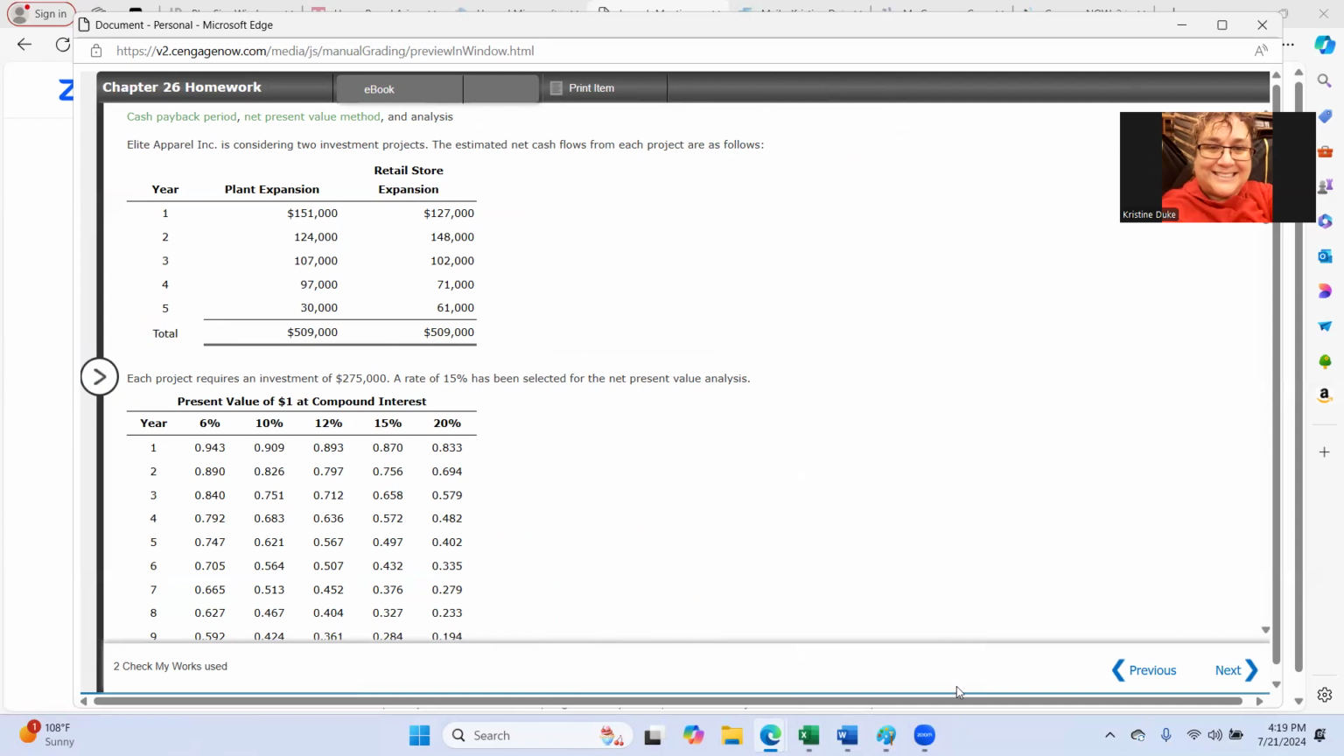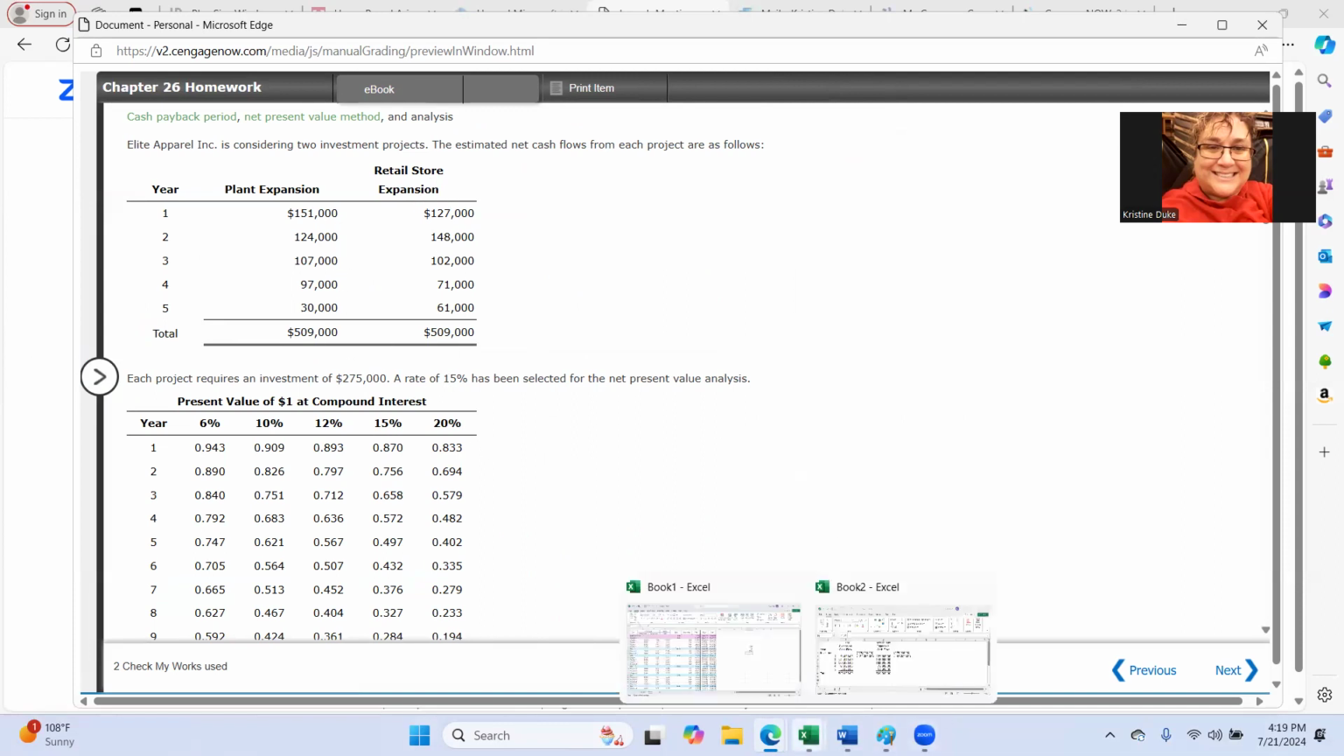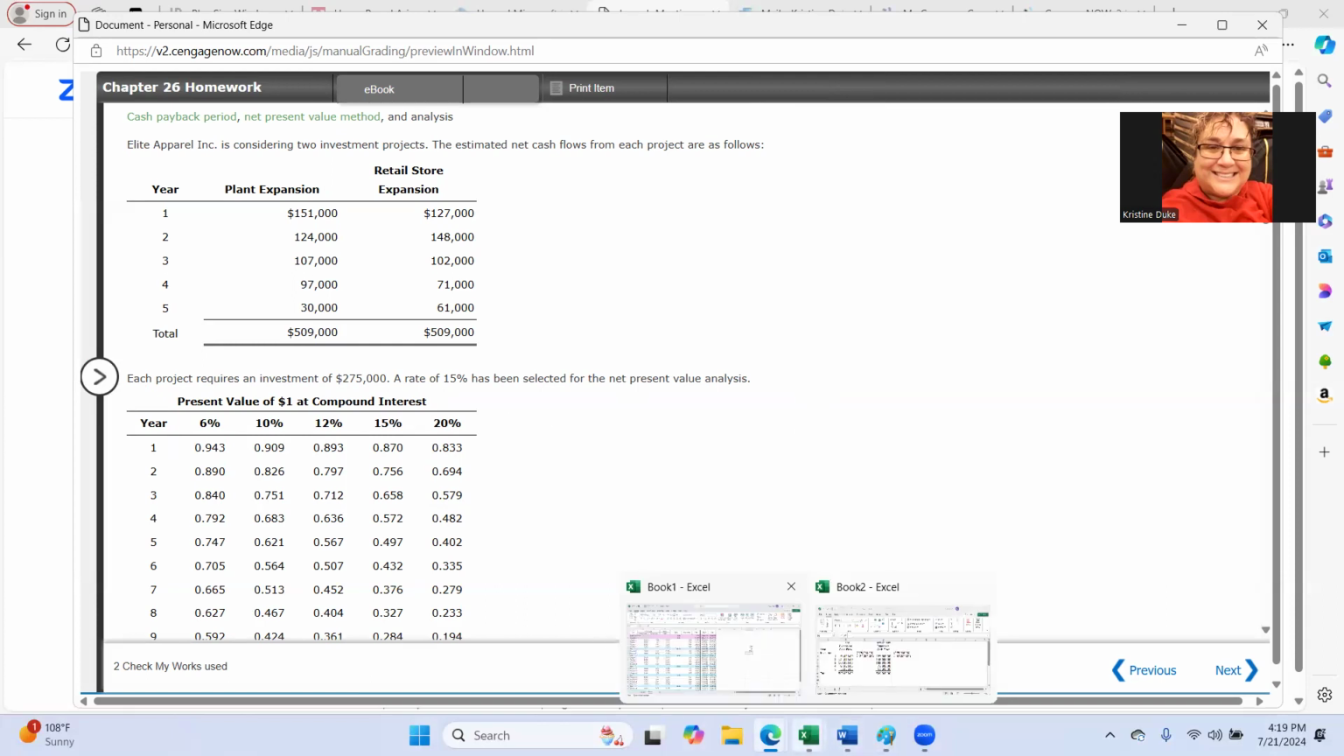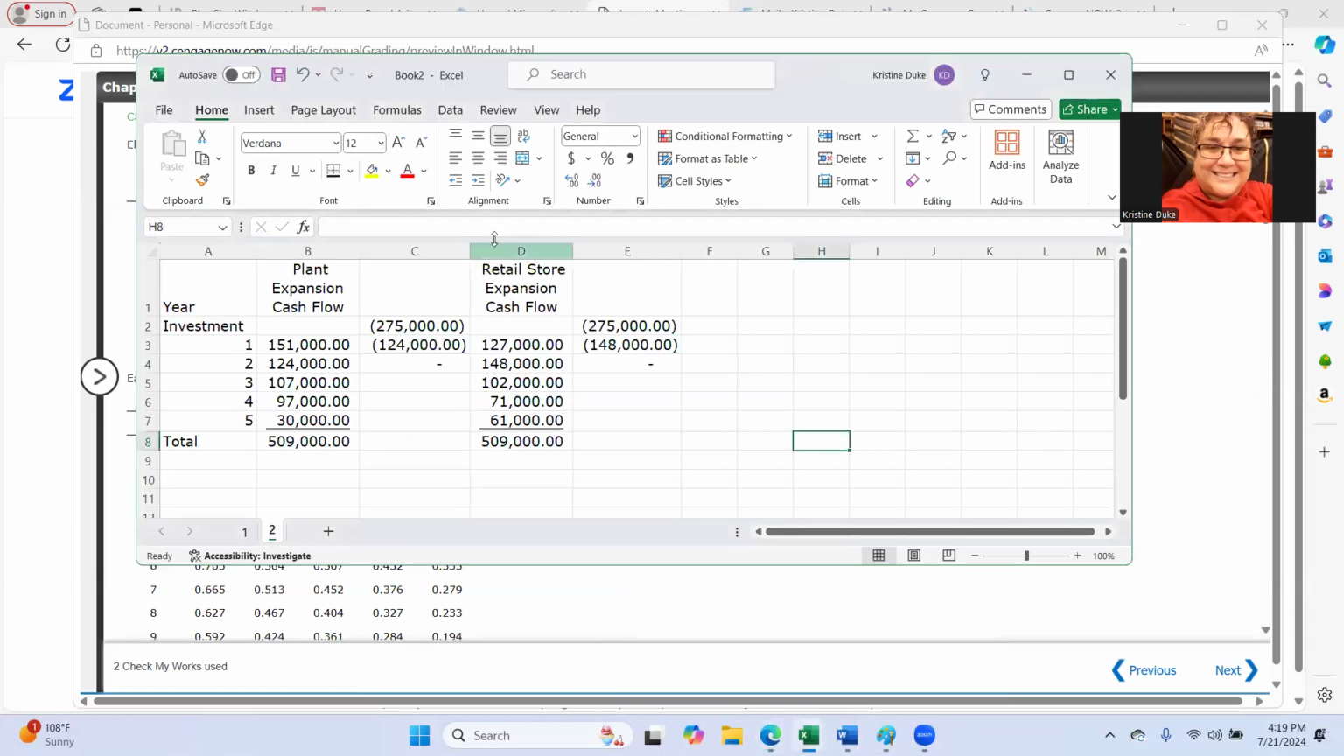This is the cash payback. So this is how I was taught to do it, but there's another way to do it. And what you can do is you can take the total 509 divided by 275, and it tells you how many years. But I was told to do it this way. So here's my original investment. So what I do is I put my investment, I set this up in Excel. It's my original investment. This is my balance, okay, for both of them.